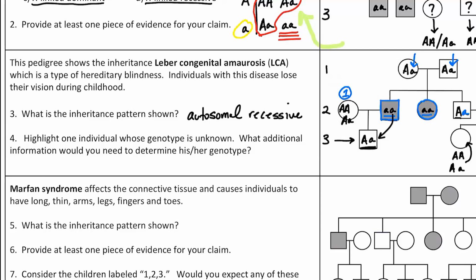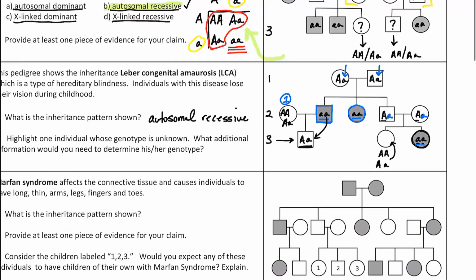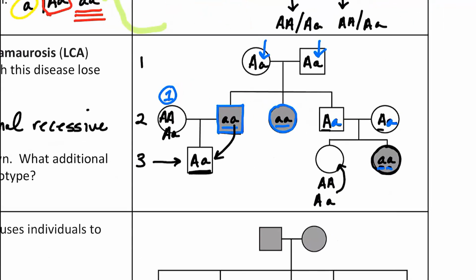Well, the ones that are unknown are the one that I labeled 1, and I'll name this one 2. So in 1, I would need for them to have more children. So for 1, if they had more children, and let's just pretend that it had a female, and if we shaded it in, whoa, that means it has the little a. And how would that happen? Because you only get one from this parent. That would mean that you'd have to get another one from this parent.